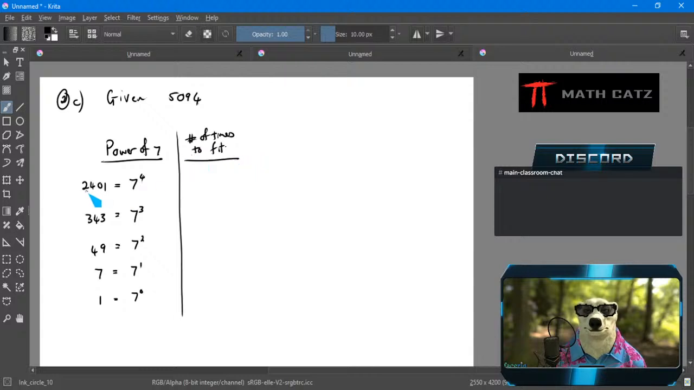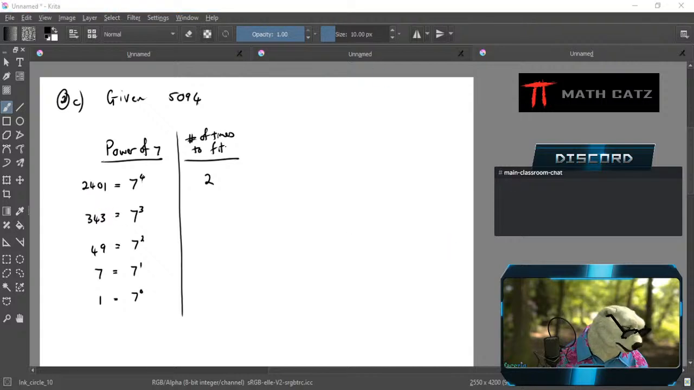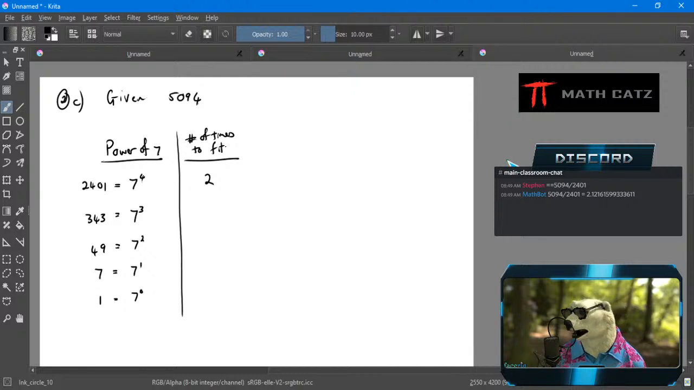So 2401 can fit in there twice. How do I know? I divide it. My given number divided by 2401. Let me show it. It's our first example. There could be someone that needs to see all the detail, and that's why we're here. 5094 divided by 2401, and I get 2 and a little bit. I don't care about the little bit. I want to know how many whole times this power of 7 can fit. So 2.